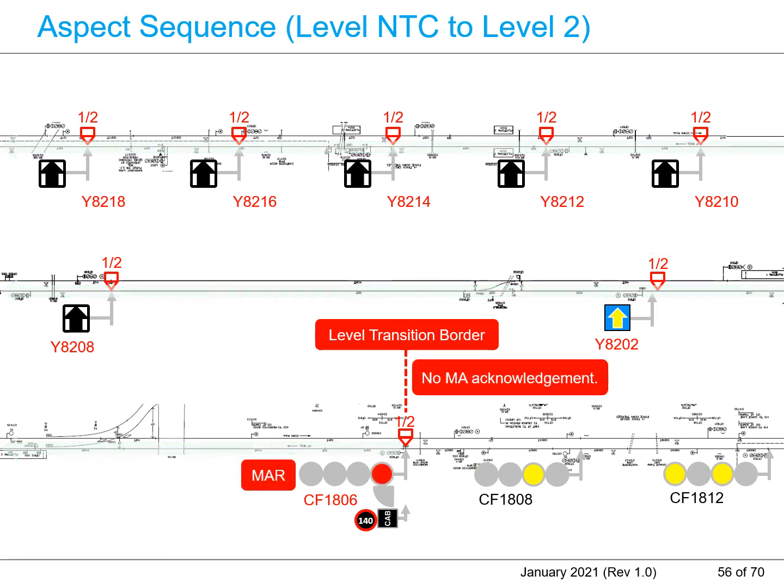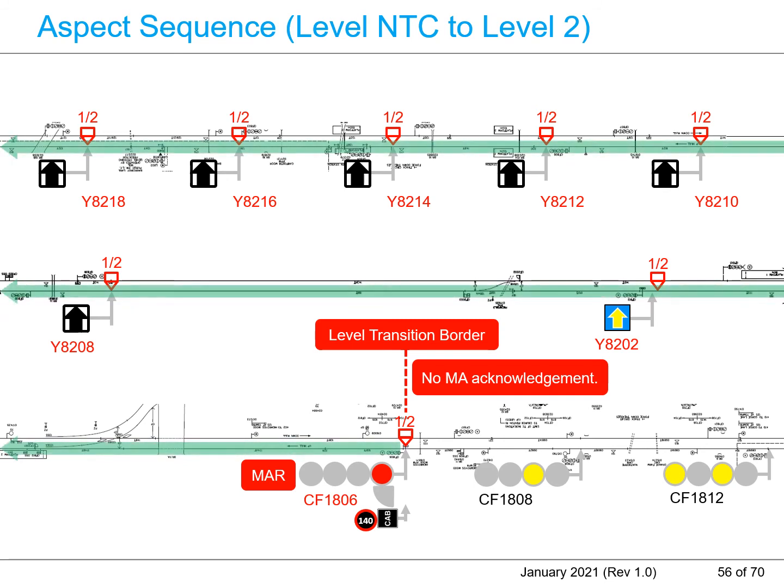When the radio block center has not received the movement authority acknowledgement from the ETCS on board, the final signal in the level NTC area will indicate red aspect, regardless of the number of block sections available beyond the signal. The train driver will observe double yellow aspect and single yellow aspect on the approach to the level transition border, as shown in this diagram. The train driver is required to stop the train on the approach side of the final signal CF1806.